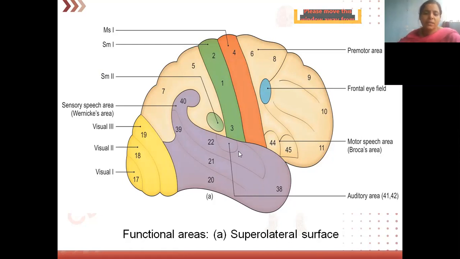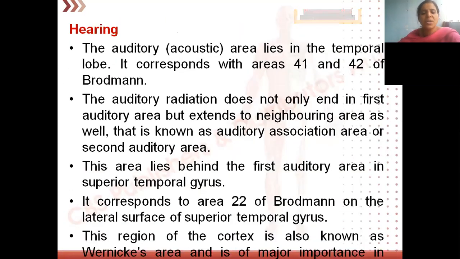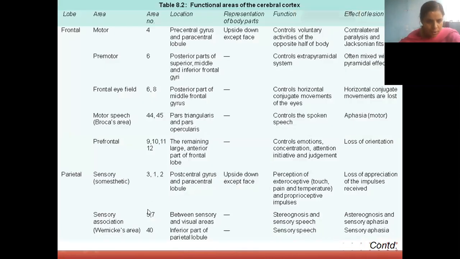Okay. So like that, suppose if this area is damaged, what happens? Person will not be able to speak. That condition is aphasia. Okay. Like area number 44, 45, if you observe, it is present in pars triangularis and pars opercularis.